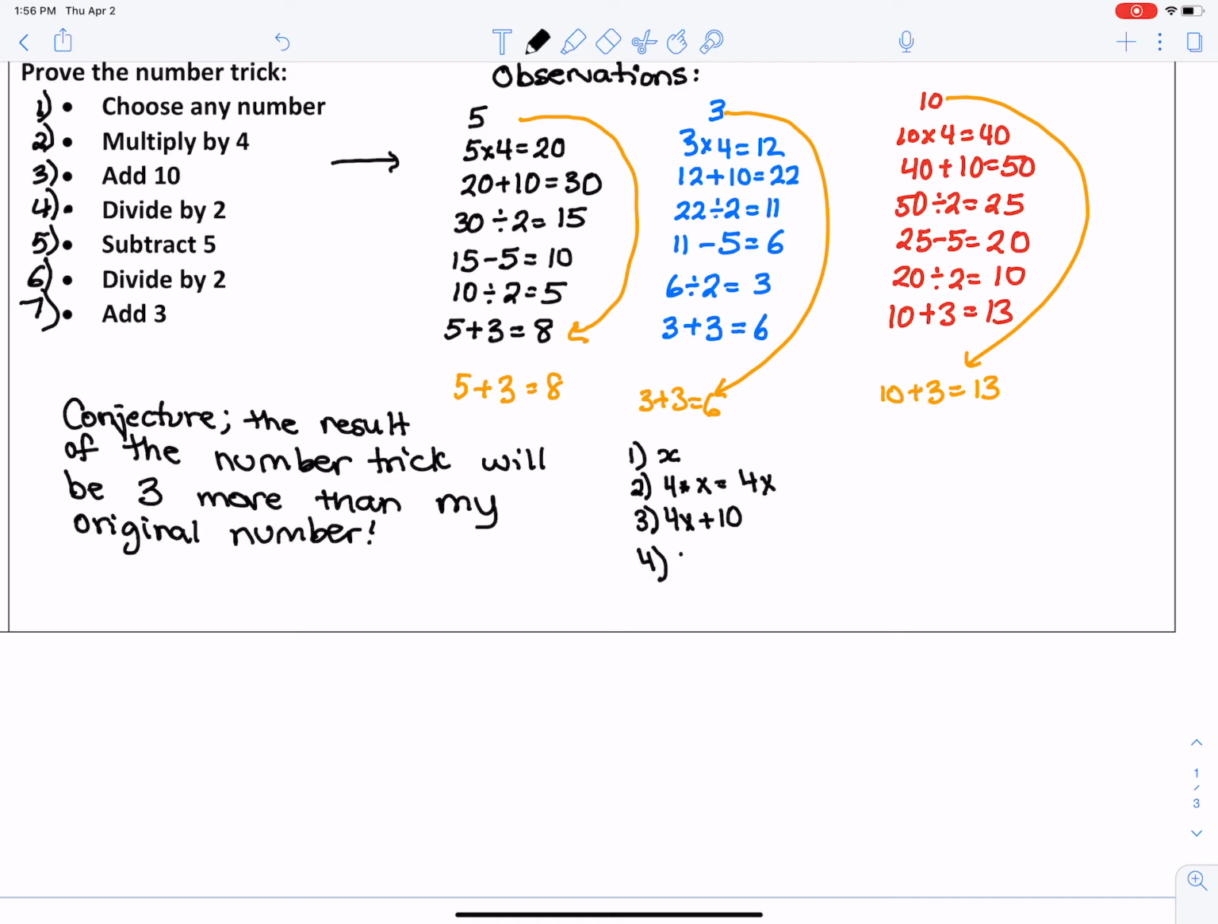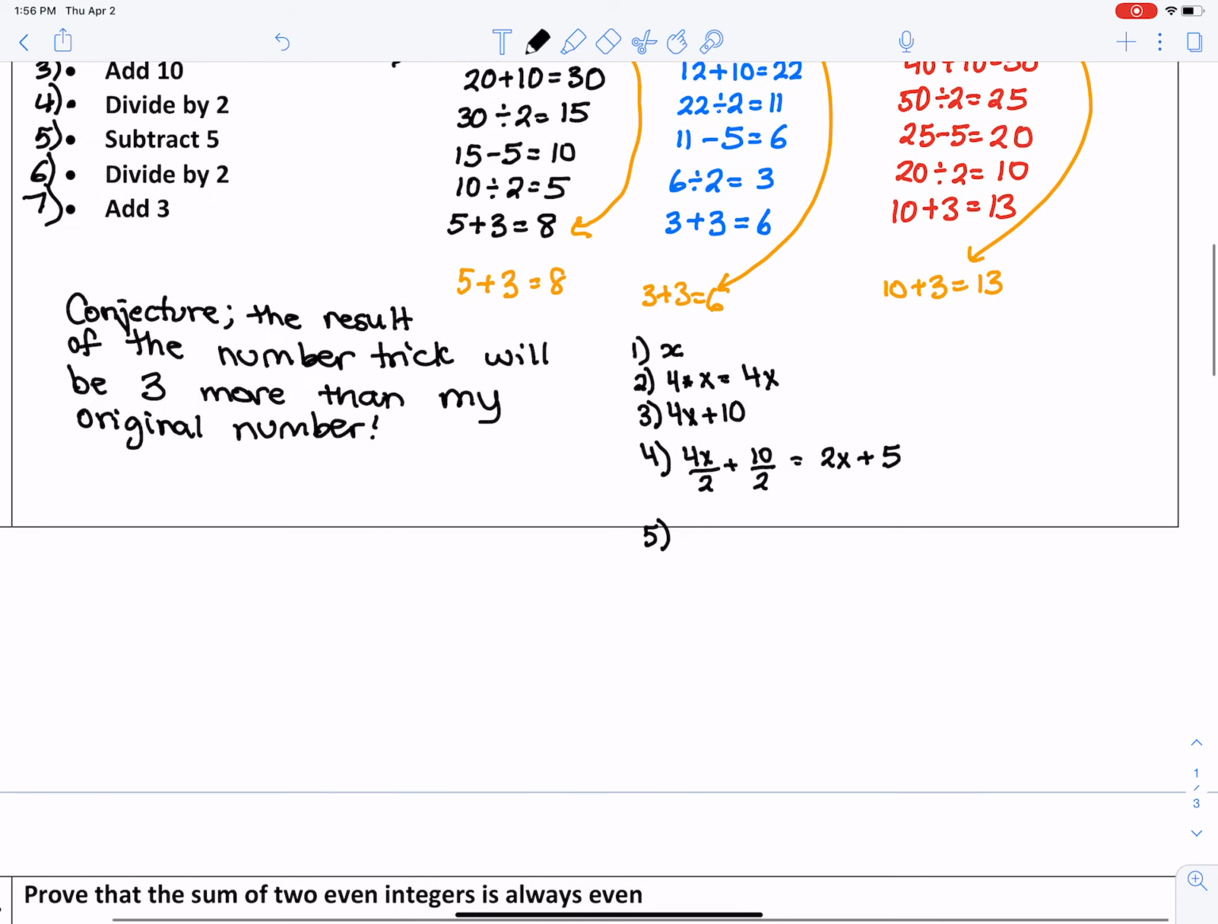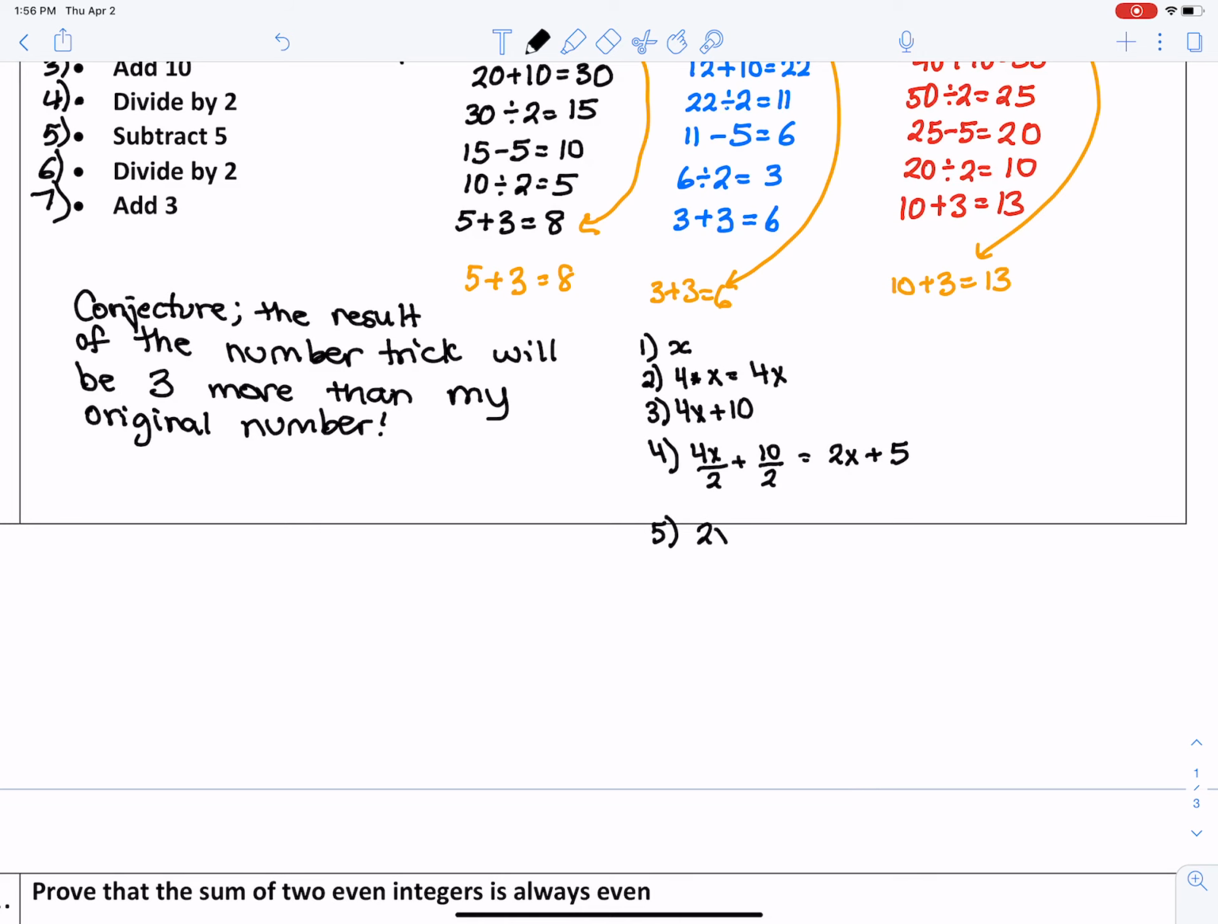Divide by 2. So remember, when we're dividing by 2, we divide each term by 2. So 4 divided by 2 is 2, and then there's still my x there. 10 divided by 2 is 5, but there's a positive, so positive 5. Step 5 would be to subtract 5, so 2x plus 5 was my number. Subtract 5, I get 2x. Step 6 is to divide by 2. I get my original number. And then step 7 is to add 3.